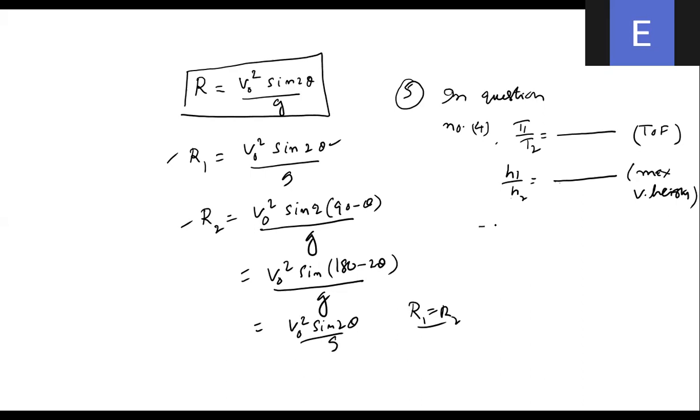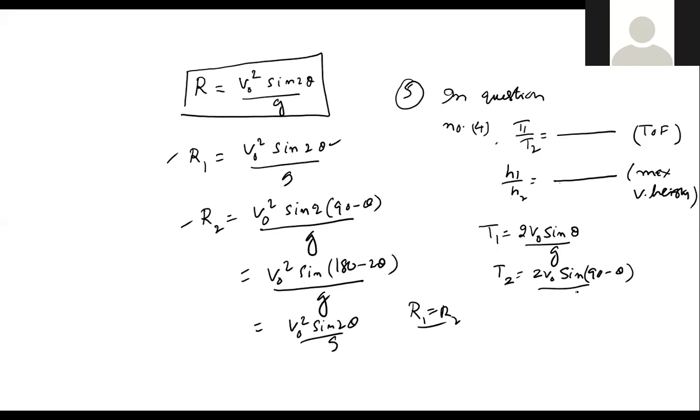So T1 should be how much, children? 2 V0 sine theta by G. Right. T2 will be what, Nihita? 2 V0 sine 90 minus theta by G, right, which is 2 V0 cos theta by G. So T1 by T2 will be what? tan theta. Right. So the answer is tan theta. Okay. Similarly for H1, H2, quickly.